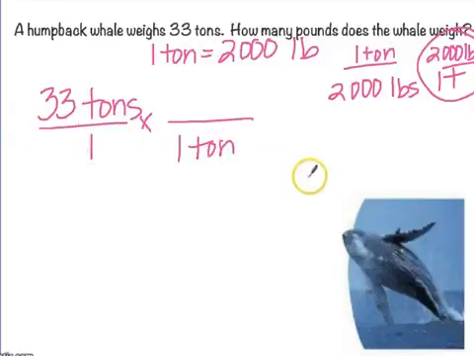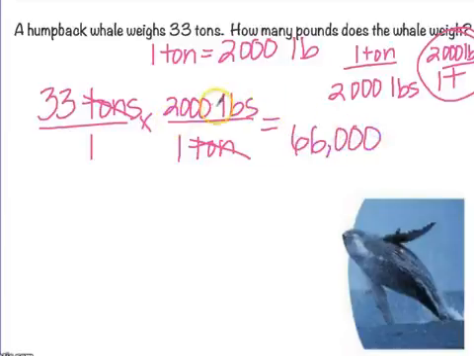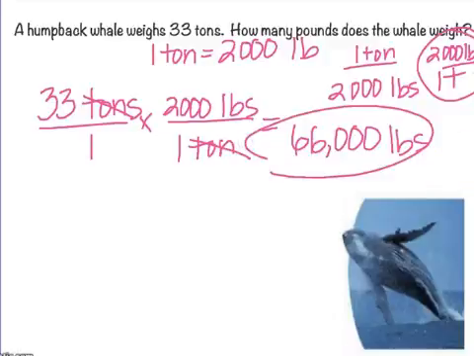And this 33 tons that we start with, I'll put over 1. Because when the matching units, 1 is in the numerator and 1 is in the denominator, then they cancel out. So I can't do any simplifying before I multiply here. So I just need to do 33 times 2,000, and that's 66,000. And pounds is the unit I'm left with, and it would be 66,000 over 1, which is just 66,000 pounds.